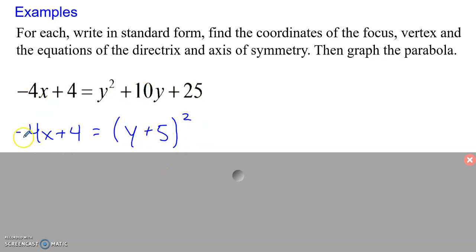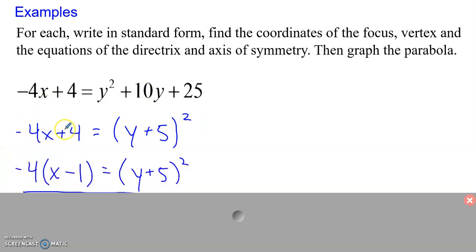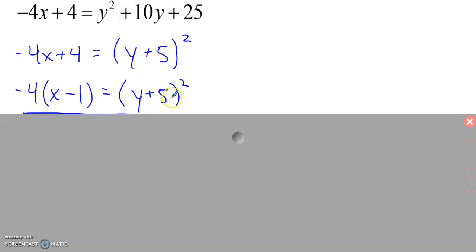And then over here, I want to factor out the coefficient of x, so I'm going to factor out a negative 4. Don't forget that we'll change the sign here, and this will now be an x minus 1. And then now it's really in standard form.